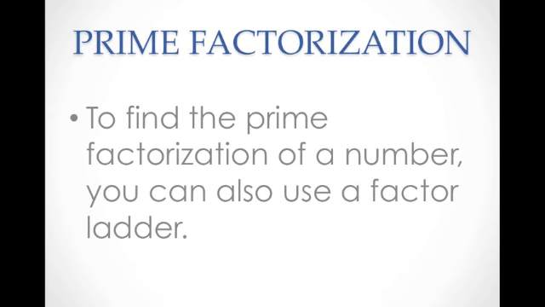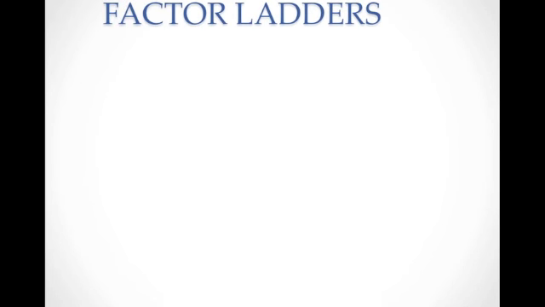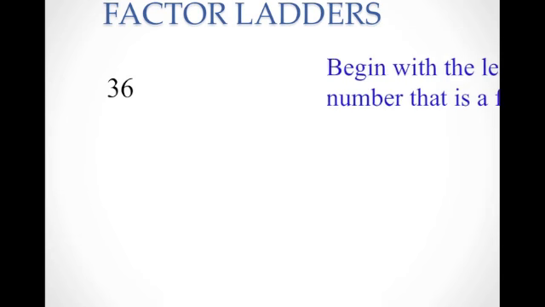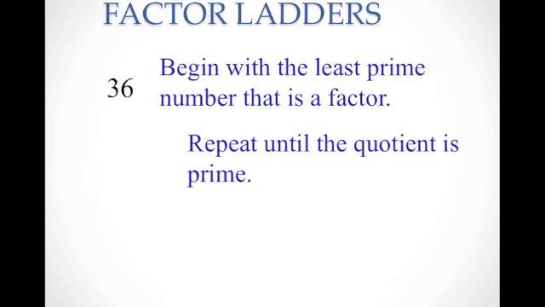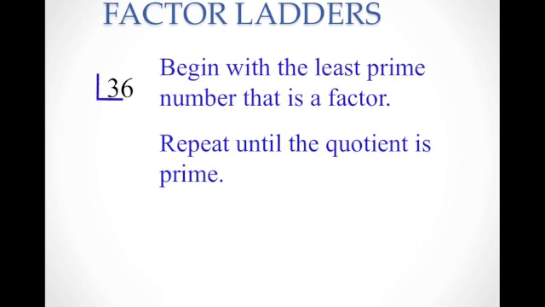To find the prime factorization of a number, you may also use a method called a factor ladder. In a factor ladder, let's take that same number 36 and begin with the least prime number that is its factor, kind of like we did in that second method on factor trees. So we said that the smallest prime factor was going to be 2, correct? So if we divide 36 by 2, we get 18.